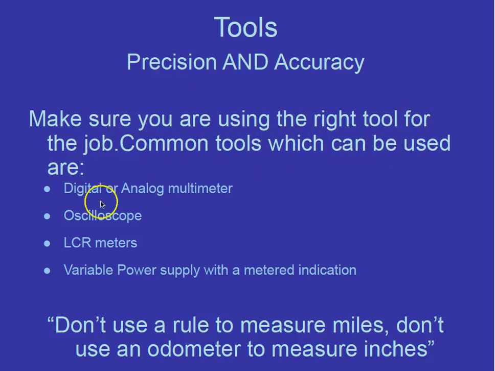Common tools which can be used, as I mentioned before, digital or analog multimeter, you can use oscilloscope, LCR meters, variable power supply with a metered indication. Don't use a rule to measure miles. Don't use an odometer to measure inches. So at the end, it's saying the same thing, that you should use the correct tools to measure any quantity or any fault in the circuit. For that, use the right tools.